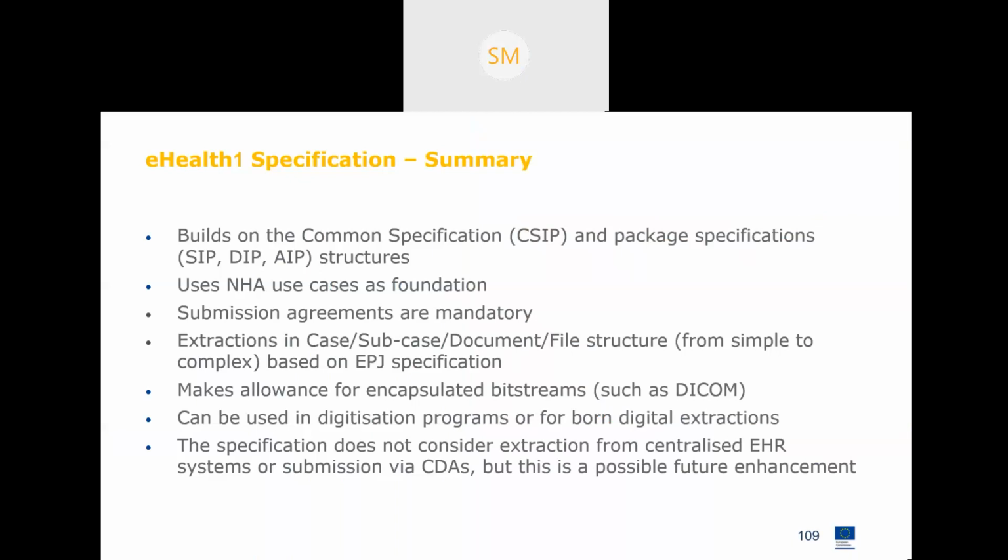And in summary, we're building on that as a foundation and the practical experience. This, of course, then builds on the common specification, the CSIP, and the package specifications, which are essential parts of the eArchiving building block. It also adds a number of things in making submission agreements mandatory in forming an agreement between the source organizations and the archive. It uses this very well-developed case, subcase, document file structure, which was developed for the Norwegian EPJ specification. But it extends that by making allowance for encapsulated bit streams, such as DICOM.